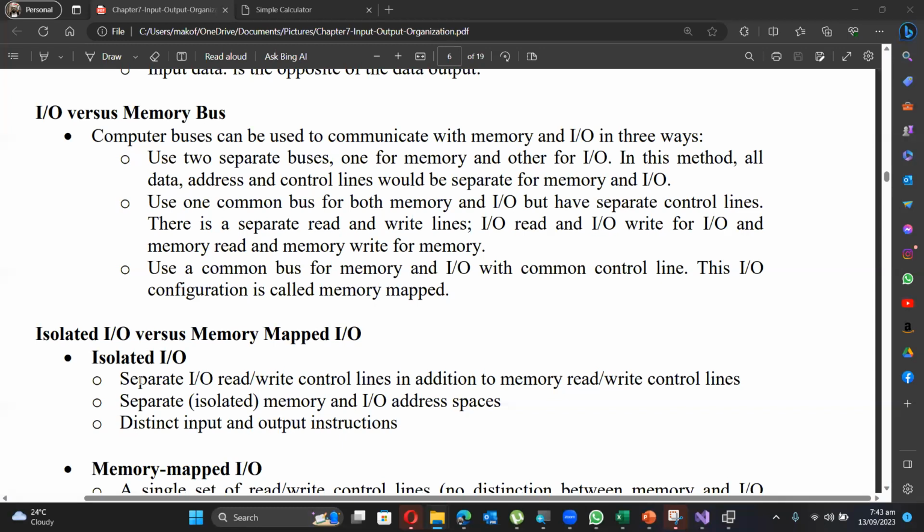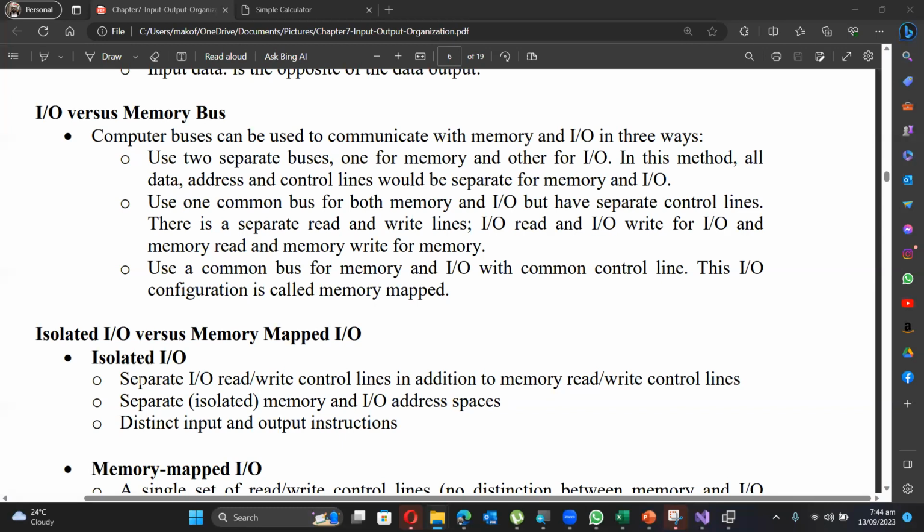In this method, all data, address and control lines will be separate for memory and I/O. That means technically I'll be having 6 lines for them. Number two, use one common bus for both memory and I/O, but have separate control lines. There is a separate read and write line. So there will be an input read and an output write for I/O, and a memory read and a memory write for memory. So for this one, there is a common line, but when it comes to the control lines, they would be separate.